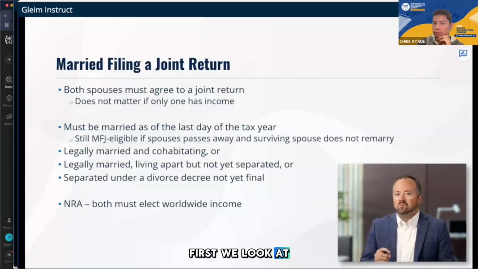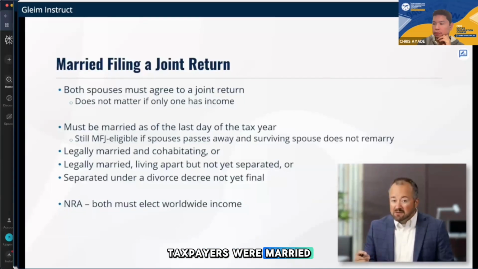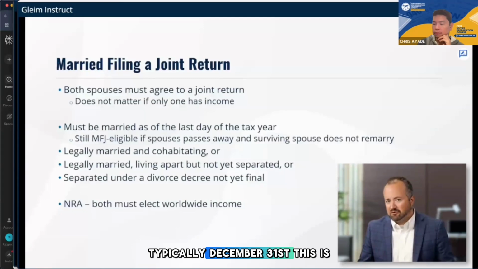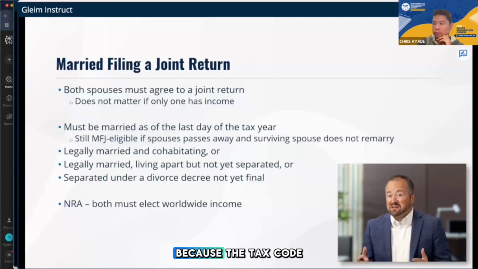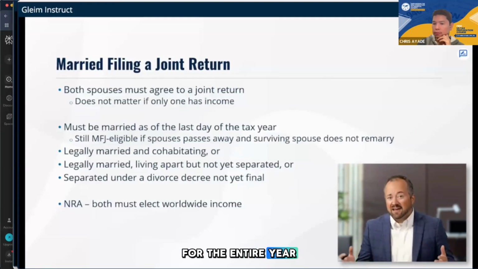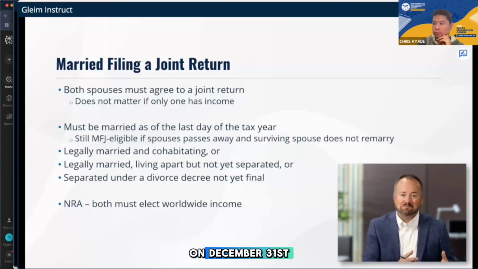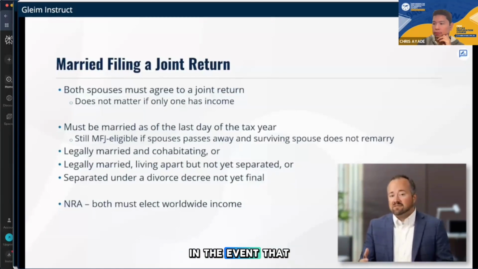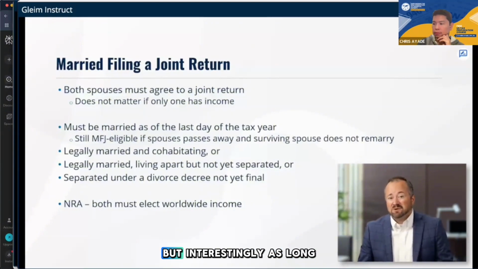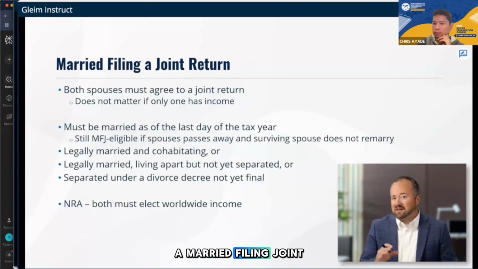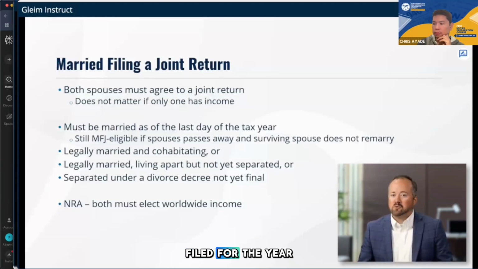There are, however, a couple of rules we need to be aware of for MFJ. First, we look at whether or not the taxpayers were married as of the last day of the tax year, typically December 31st. This is actually kind of neat because the tax code then treats you as if you were married for the entire year, having just gotten married on December 31st. Now, you think this timing rule would have the opposite effect in the event that one spouse passes away. But interestingly, as long as the surviving spouse does not remarry before the end of the year, a married filing joint return can still be filed for the year.